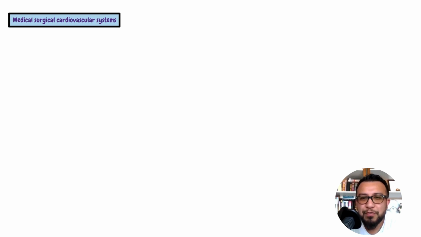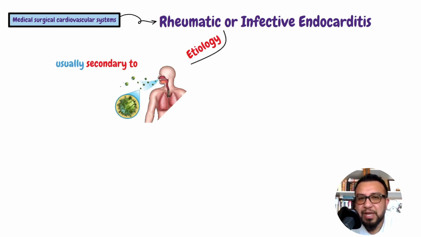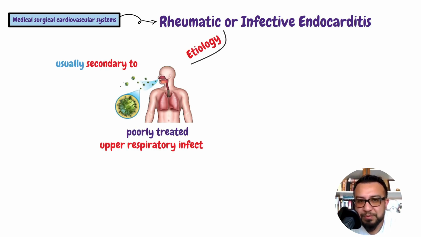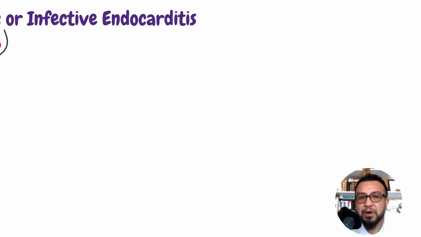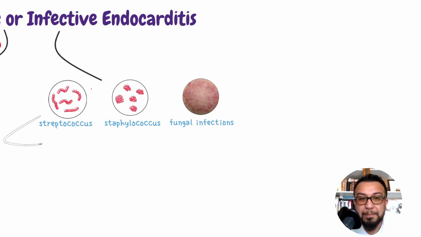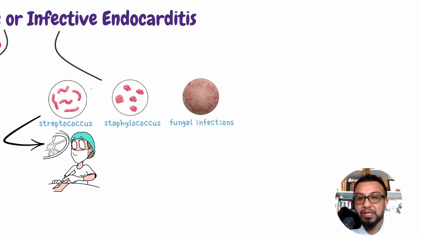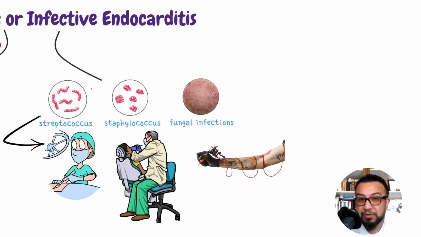Medical, surgical, cardiovascular systems. Now we're moving on to rheumatic or infectious endocarditis. So the basic etiology of this condition is usually secondary to poorly treated upper respiratory infections, usually caused by streptococcus. Infective endocarditis is usually caused by staphylococcus, streptococcus, or fungal infections in those who are immunocompromised. Endocarditis can sometimes be caused due to introduction of infection organism during surgery, dental procedures, and tattooing or piercings.